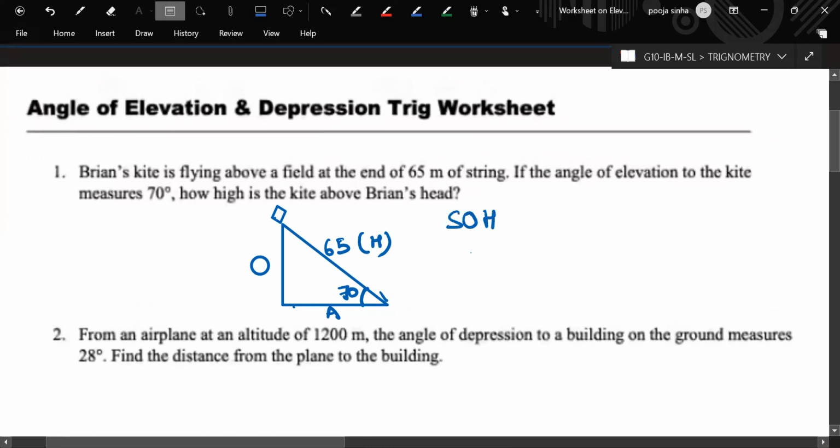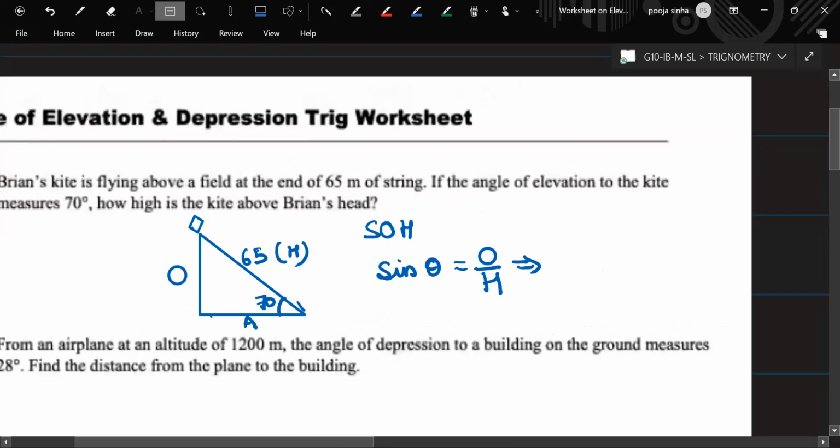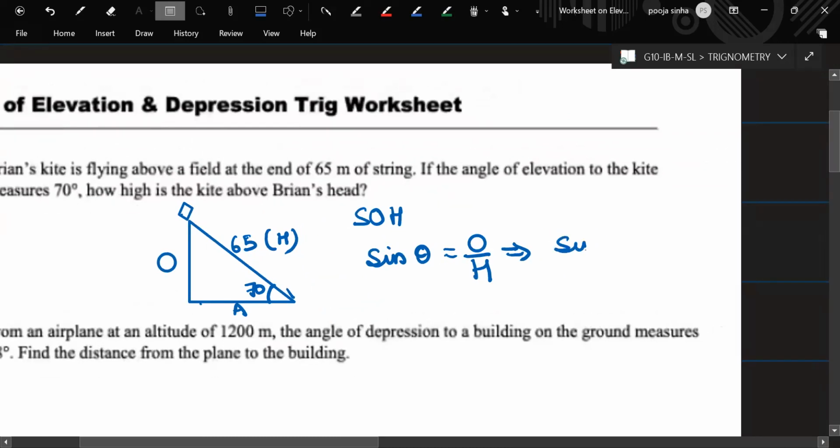S-O-H, which means we are going to use sine theta is equal to O upon H. Theta is how much? 70. Sine 70 degrees is equal to O. O is how much? We don't know. And H is 65. So simply, 65 sine 70 degrees is equal to O. Put it in the calculator, give me the final answer.